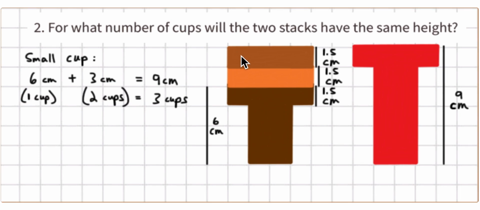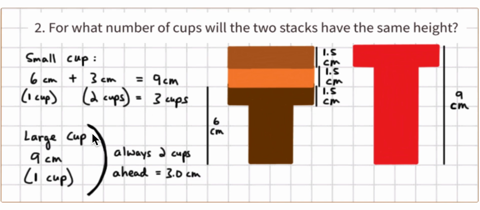So what number of cups will have the same height? Well, 6 centimeters, 1 cup plus 2 more cups, that adds 3 centimeters. That equals 9 centimeters. It's 3 cups of the small size and 1 cup of the large size. And notice this is always 2 cups ahead, which equals the 3 centimeters. Now that's not really what they meant.